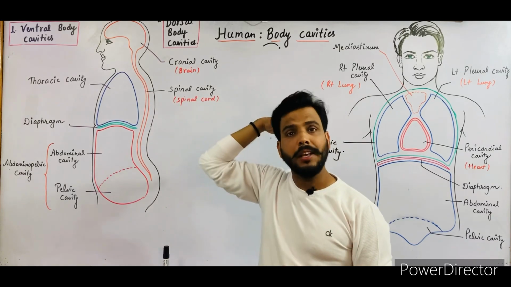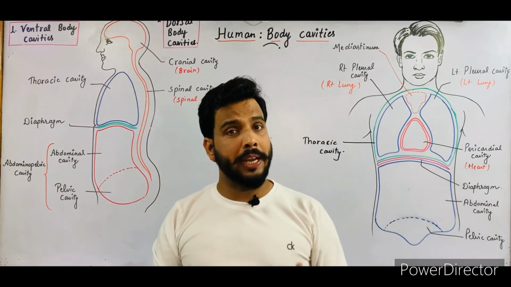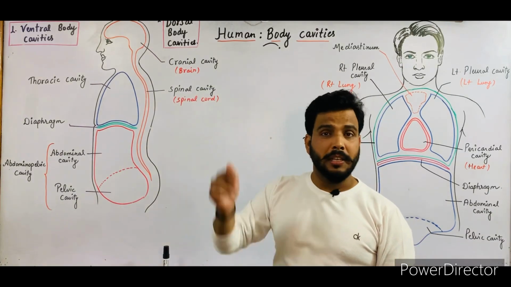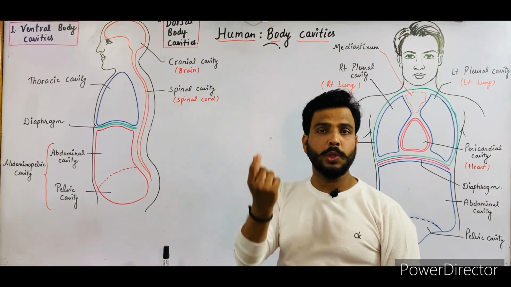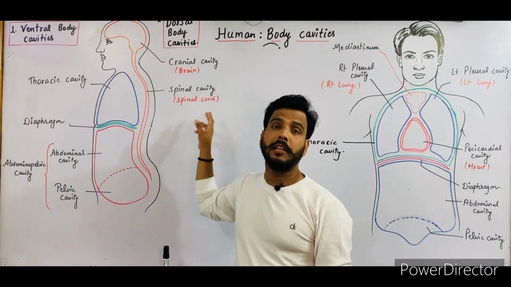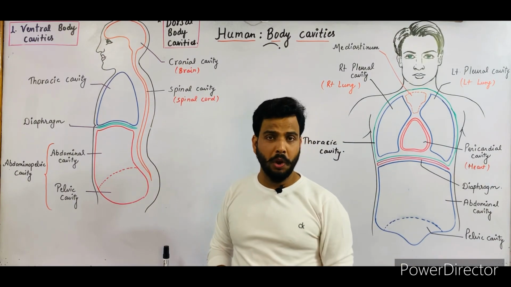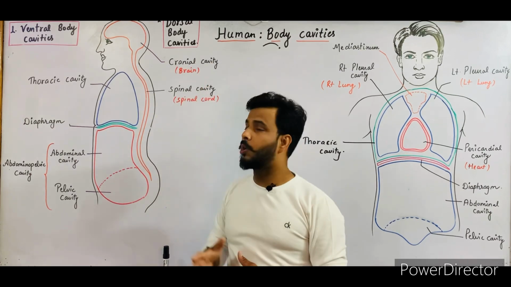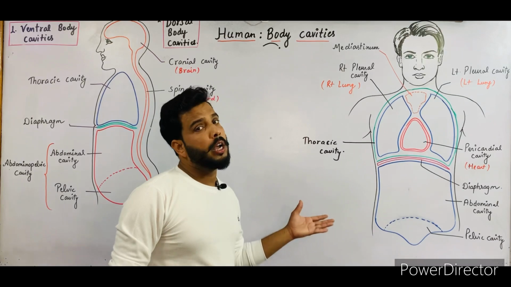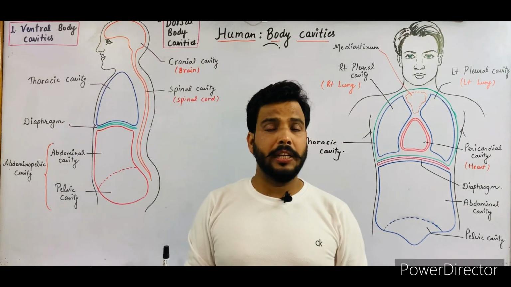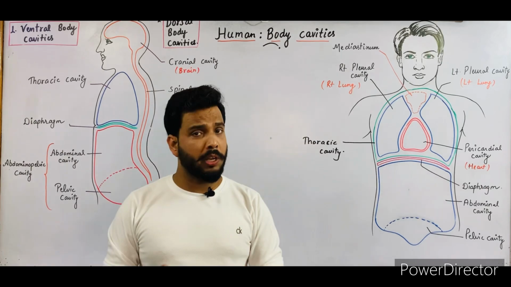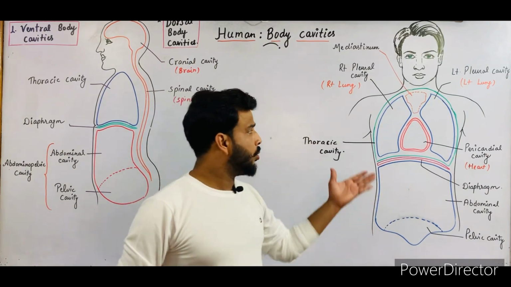So there are two dorsal body cavities. The first one is the cranial cavity, which consists of the brain, while the next one is the spinal cavity, which is situated inside the vertebral column, inside the hollow space of the different vertebrae. It consists of our spinal cord. So these both are the dorsal body cavities. Now in my next diagram I will tell you that our thoracic cavity is further divided into different categories which are also known as different body cavities. So let's have a look.